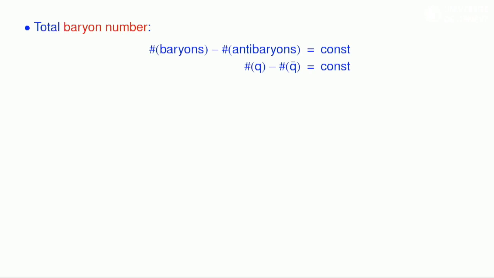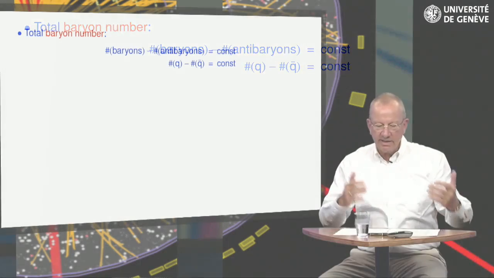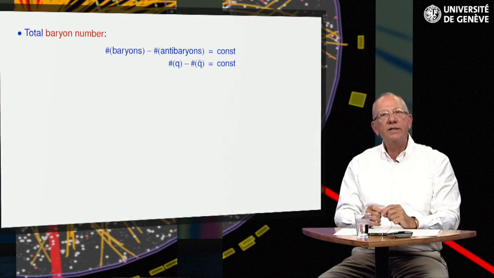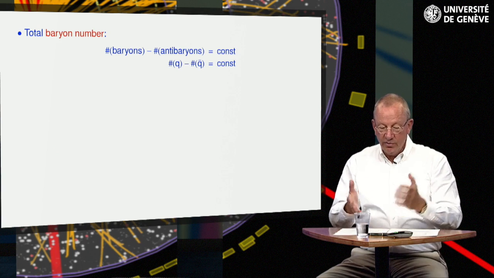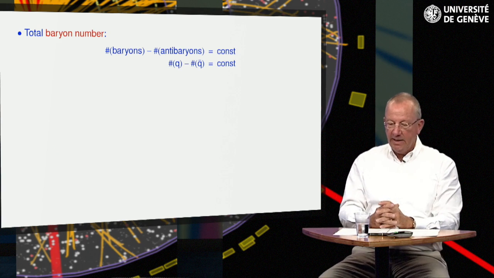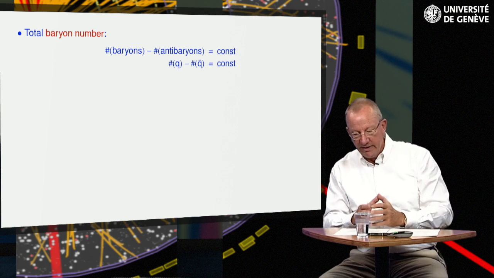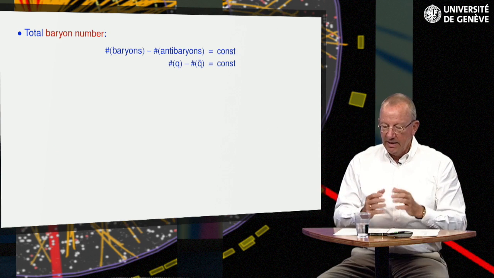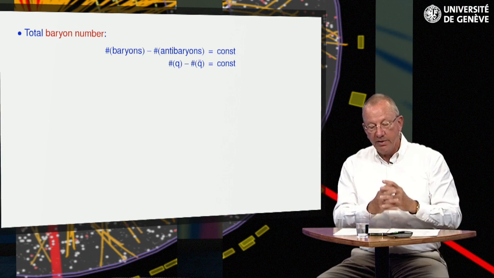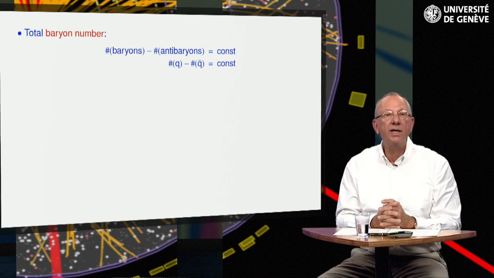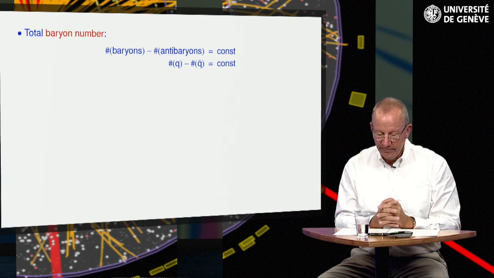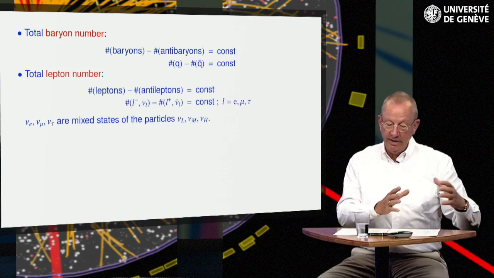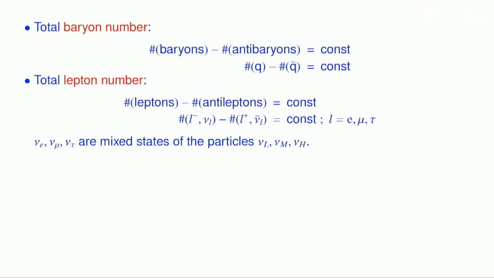Charges are additive quantum numbers. For a system of particles, the total charge is the sum of the charges of its constituents. But there are other quantum numbers that are conserved. The first one quoted here is the total number of baryons, i.e. the number of baryons minus the number of antibaryons in a system. This number is conserved. This applies in particular to quarks, which have a baryon number of 1/3, and antiquarks, which have a baryon number of -1/3. The total lepton number, i.e. the number of leptons minus the number of antileptons, is also constant in a closed system.